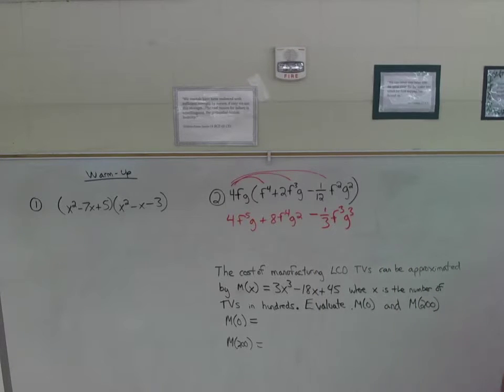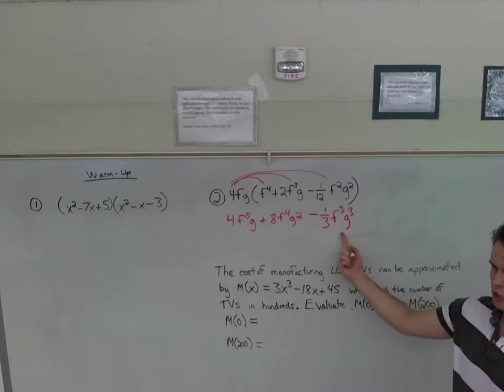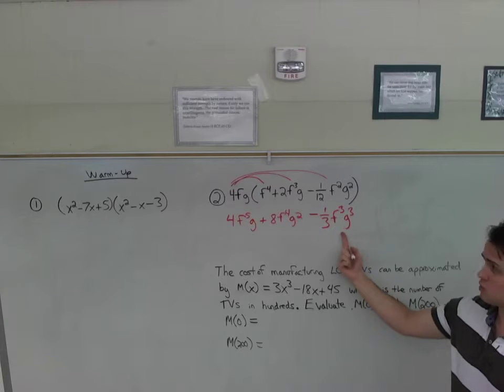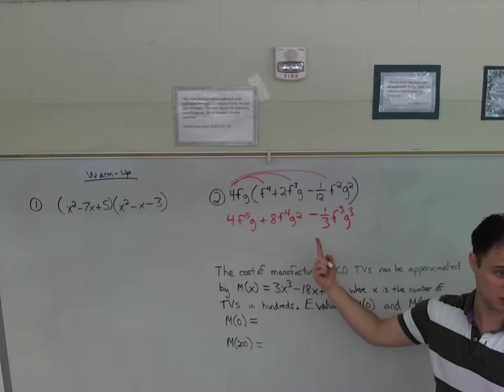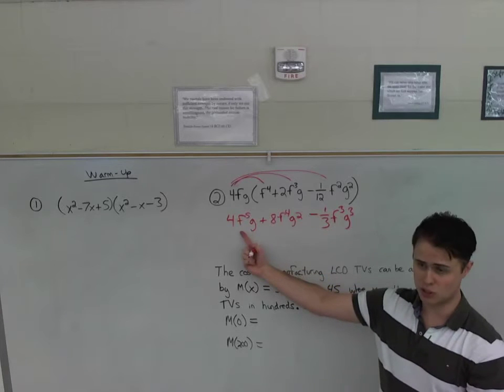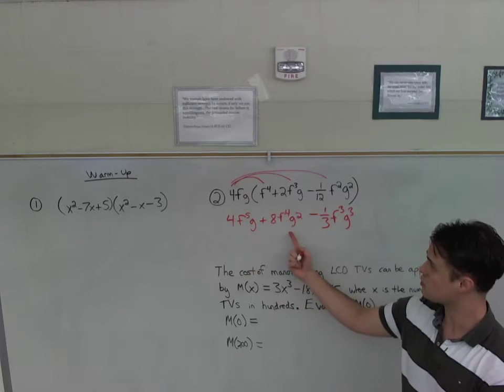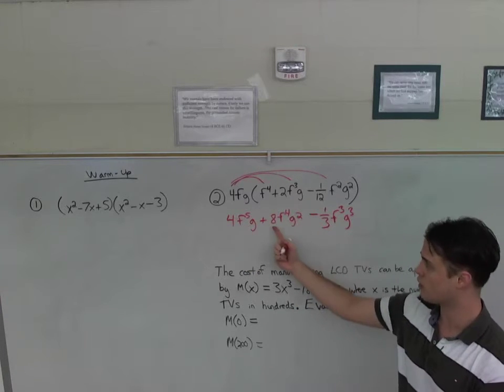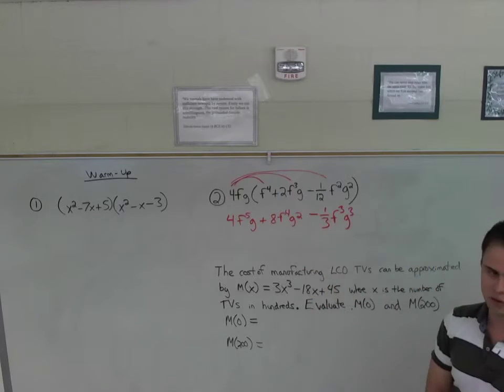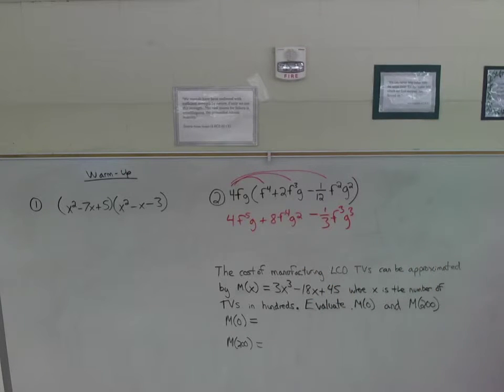Remember, we want to think about these as types of objects. What types of objects do we have here? We have f cubed, g cubed objects. I don't see any more f cubed, g cubed things, do you? These are f to the 5th g objects. These are f to the 4th g squared objects. We've got 8 of those, 4 of those, negative 1/3 of those. That's how we want to think about these, okay?